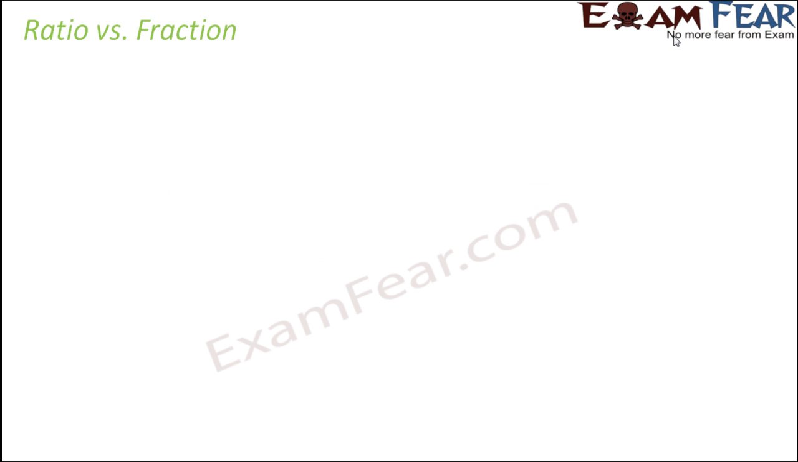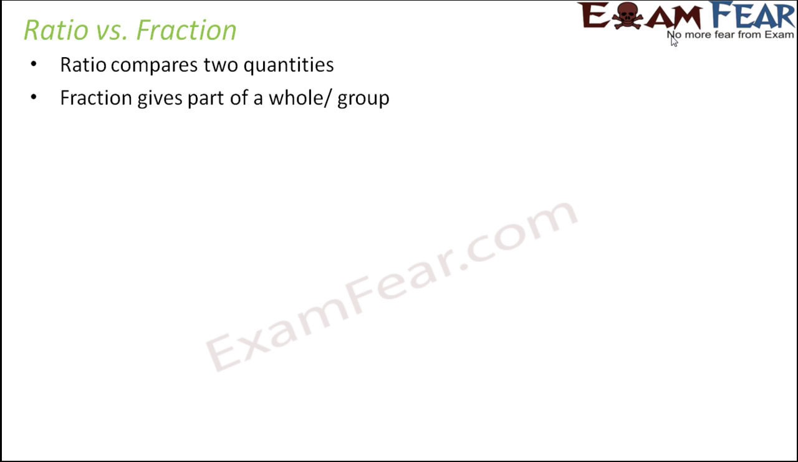Now many a times people feel that ratios look almost like fractions. So how are ratios different than fractions? Because in fractions also we talk about numbers like 1 by 5, 2 by 5, and in ratio also we see numbers like 2 by 5 and 1 by 2. So how are they different? When we talk about ratio, it compares two different quantities. But when it comes to fraction, it gives part of a whole or a group. So maybe with these two sentences, the difference is not that clear.